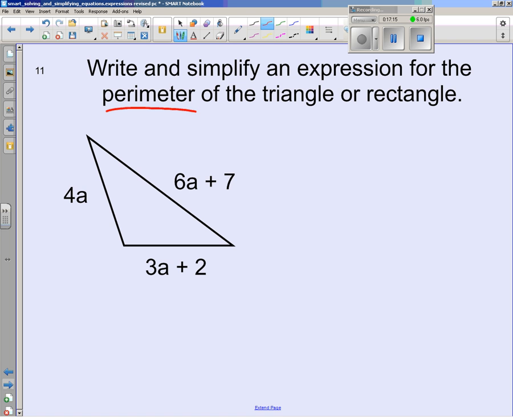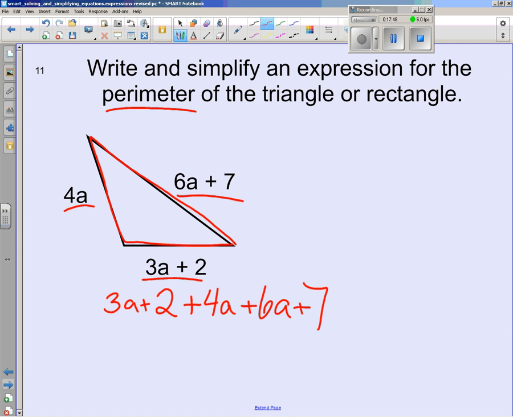A quick review. Perimeter is the distance around an object. So if I am going all the way around this triangle, I am going to add up the lengths of all my sides. In this case, my side lengths have a bunch of variables. That's okay. You're going to treat it exactly the same. I'm going to take my first side, 3a plus 2. Add that to my second side, plus 4a. Add that to my third side, plus 6a plus 7. I have now written an expression to represent the perimeter.